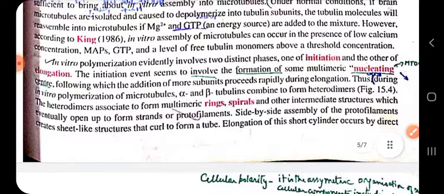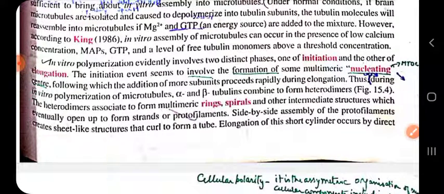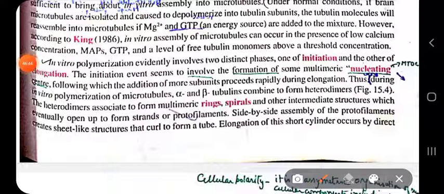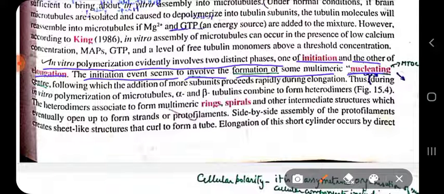Now, it has been observed in vitro, sorry, not in vivo, in vitro, that means within the laboratory, how polymerization of tubulin occurs. In vitro polymerization evidently involves two distinct phases. So two distinct phases have been observed when we polymerize the tubulin dimers to form microtubules. One is the initiation phase and the other is the elongation phase. During the initiation event, it seems to involve formation of some multimeric nucleating center, just like microtubule organizing centers getting formed during the initiation phase.